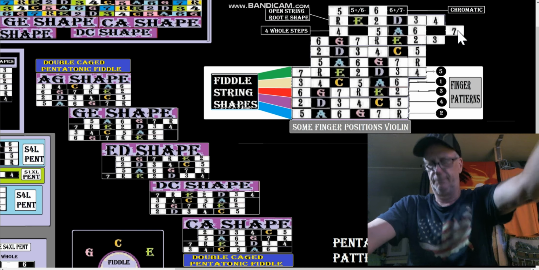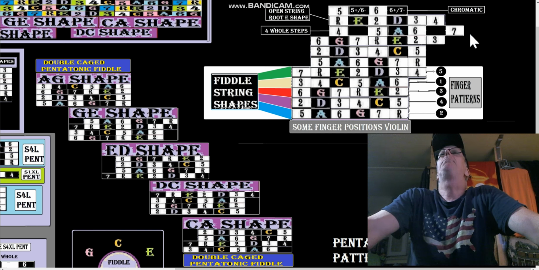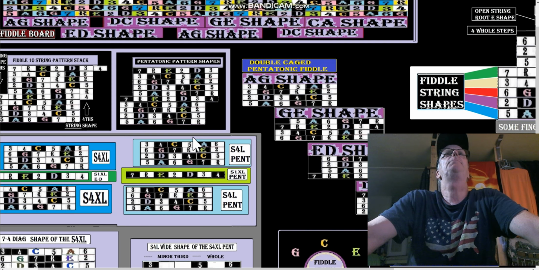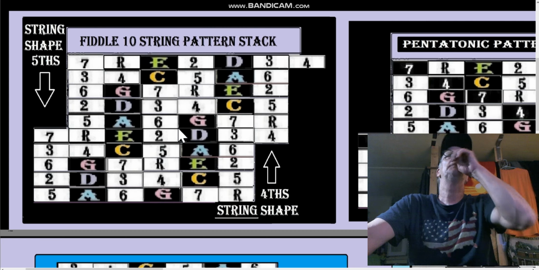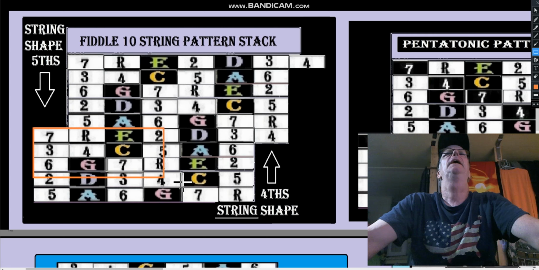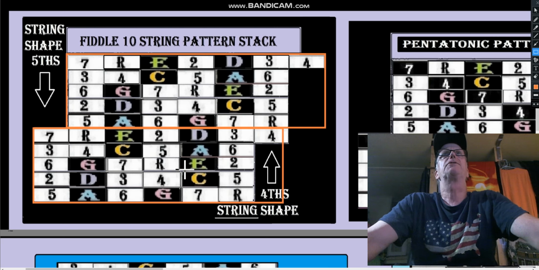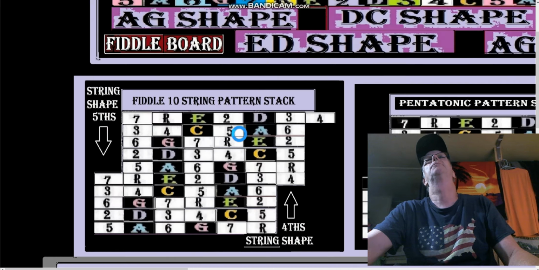Tension and then resolve. So don't worry about the top part, it's not a repeat of this, but the pattern repeats as it should. Let's just zoom in on that for a second and realize this is the pattern, and it exactly repeats like that. So it's a 5-string pattern stack is what I'm saying.